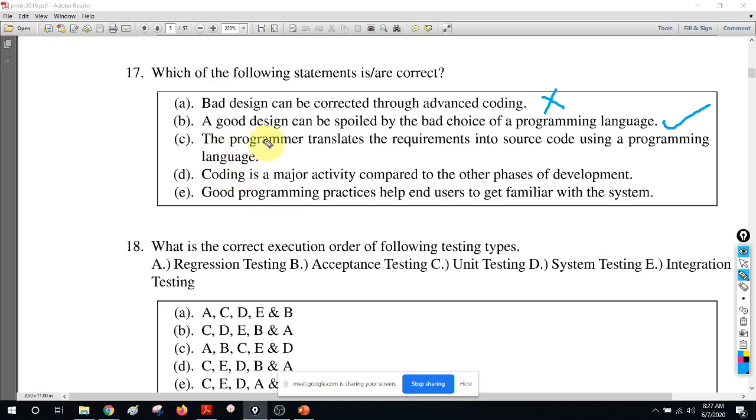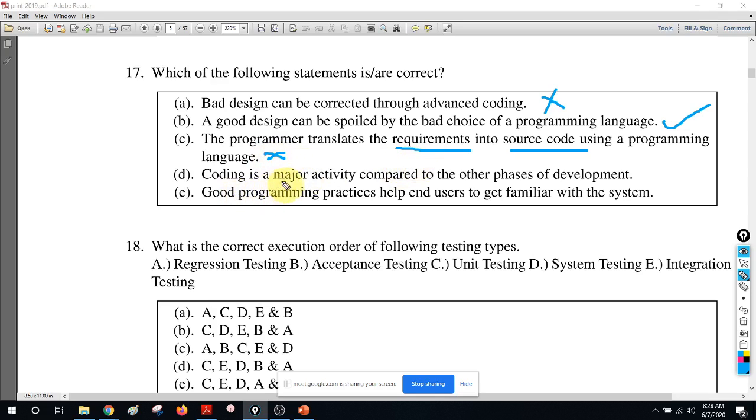C. The programmer translates the requirements into source code using a programming language. That is correct, right? So the programmer translates the requirements into source code. No, not the requirements. What does he translate? Design into source code, not the requirements, right? So he gets the design and translates the design into source code using a programming language. So I will not go for C because it says requirements, right?